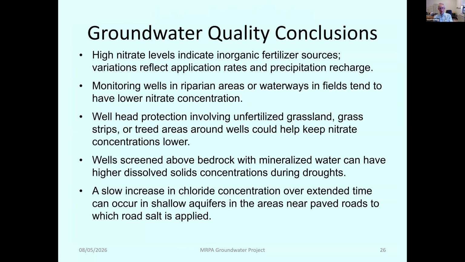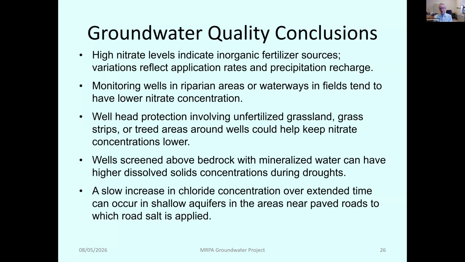So the conclusions here for water quality: we have high nitrate levels indicating mainly inorganic fertilizer sources. And we have some variations, but they probably would reflect application rates and the precipitation recharge. Now, monitoring wells in riparian areas, those treed areas of drainages or waterways that might be in fields, tend to have lower nitrate concentration. So if we think about wellhead protection in the area, things such as unfertilized grassland and grass strips, or extensive treed areas around the wells, could help keep the nitrate concentrations lower.